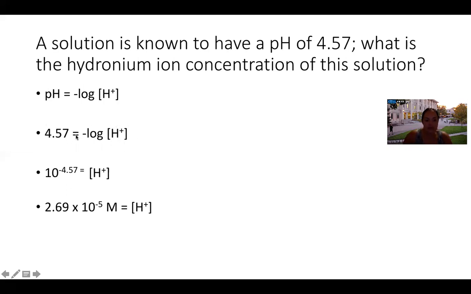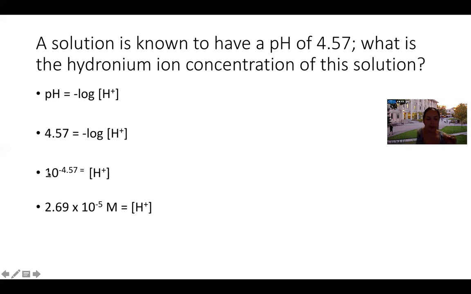This is always a tricky step, getting from the second bullet point to the third bullet point. If you didn't know, log is a logarithmic function with a base of 10. To isolate H plus, the algebraic manipulation is to raise the other side to the power of 10, and the negative sign also transfers over. So by taking 10 to the negative 4.57, we get rid of the minus log, and we're left with our H plus concentration.